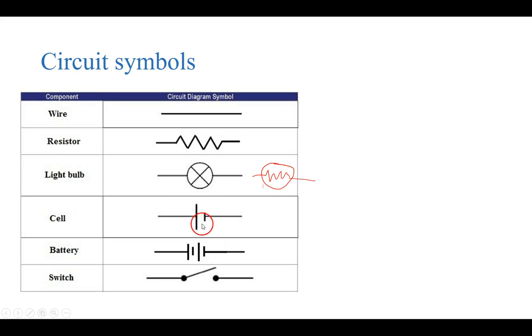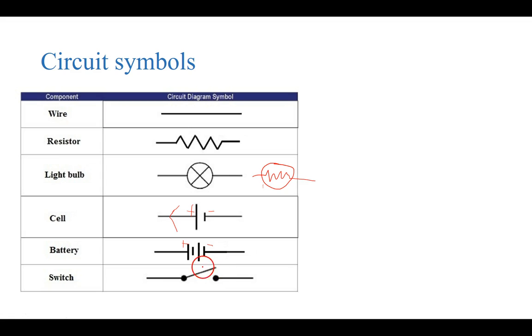A cell would just be like a single cell. It has a line. This is a voltage source. This is the positive end. Just remember the larger line is the positive end. This is the shorter end. And then a battery is just multiple cells. And so again, the larger line represents the positive end, and the negative end is the shorter line. And remember, we'll always be drawing conventional current, which goes from positive to negative.